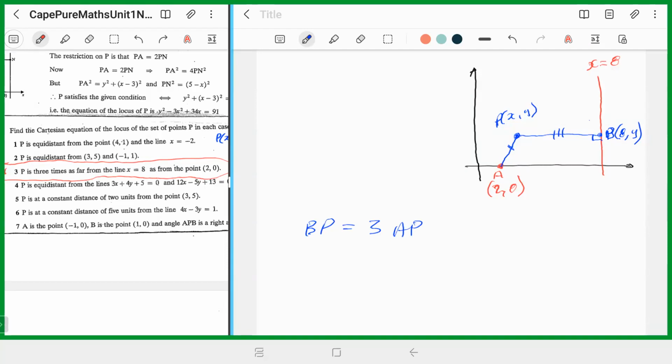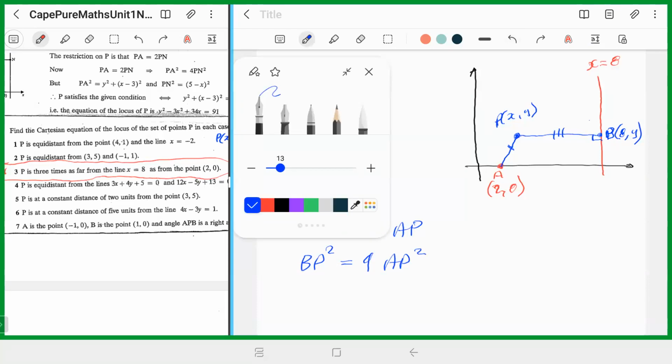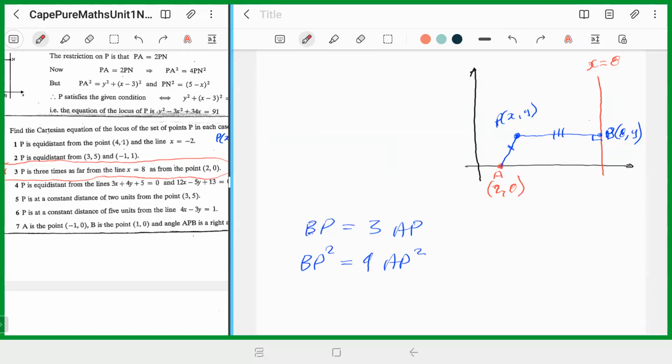Do you understand that? I can square them if I want to, but I can work with them like this. I can square them and leave out the square root when I write the formula. So I can square them and write BP squared becomes 9 times AP squared. Now BP is a horizontal line, so the distance on BP I'm going to write down in red. This distance right here is very easy.